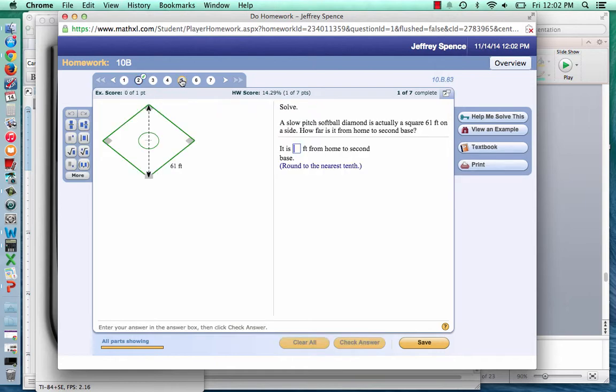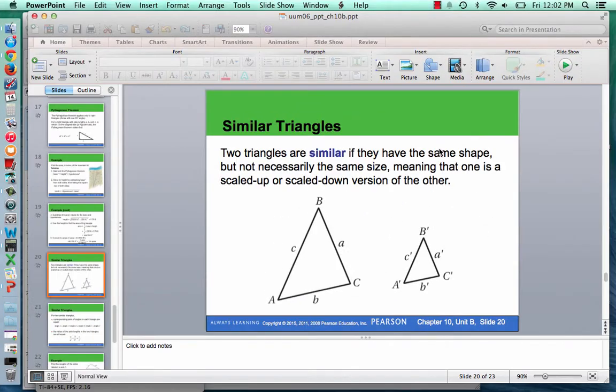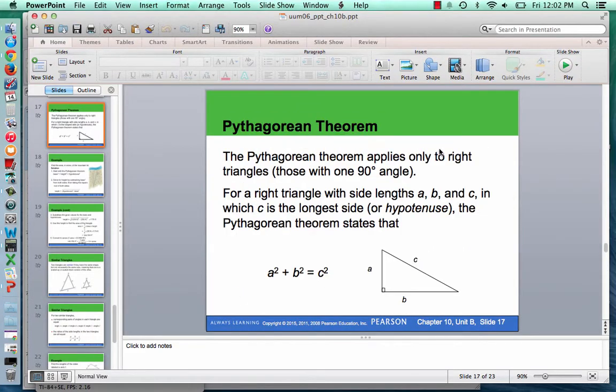Okay, and then another type of problem we're going to do is the Pythagorean theorem. The Pythagorean theorem is one of the most popular theorems in mathematics, and it involves a right triangle, a triangle that has an angle inside that's a 90-degree angle. That's what that little box is for, to reference a 90-degree angle.